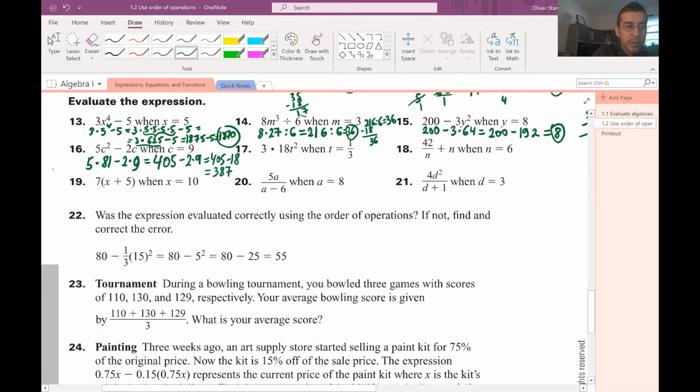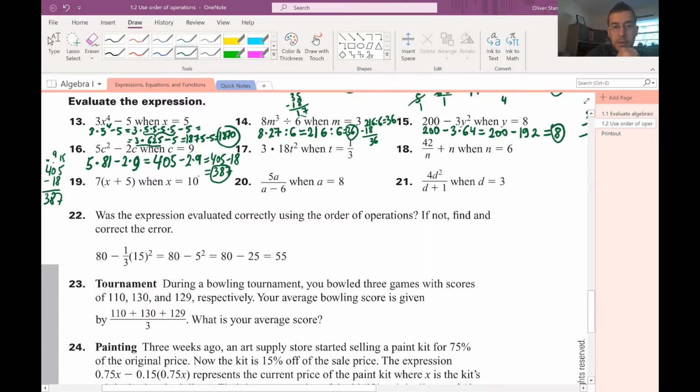Okay, and how do I know that? Let's do it. 405 minus 18: 15 minus 8 is 7. We borrow 1 from here, so this is not 10, but 9. 9 minus 8 is 1, and then 3, because we borrowed 1, so this is 387. Yep, so 387 is the answer for 16.